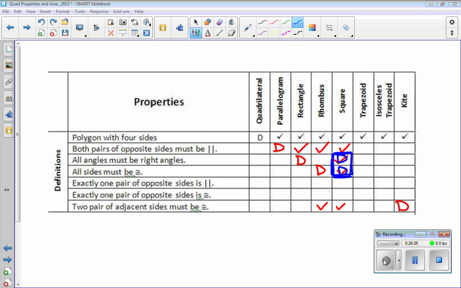Okay. Exactly one pair of opposite sides is parallel. That's the definition of a trapezoid. Good. Yep. So it's a definition of a trapezoid. Are you guys noticing a little pattern here? Right? Okay. It's also true for an isosceles trapezoid. Exactly one pair of opposite sides is going to be, it's the definition of an isosceles trapezoid.